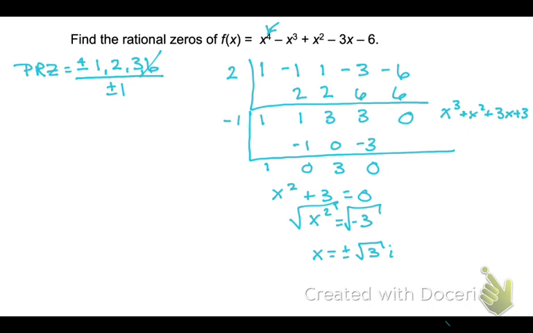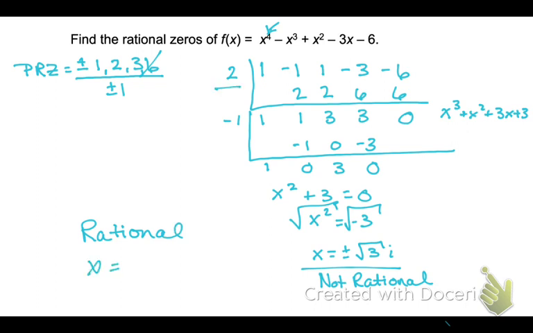So is this rational? No. So not rational. So the rational zeros are what? x equals -1 and 2.